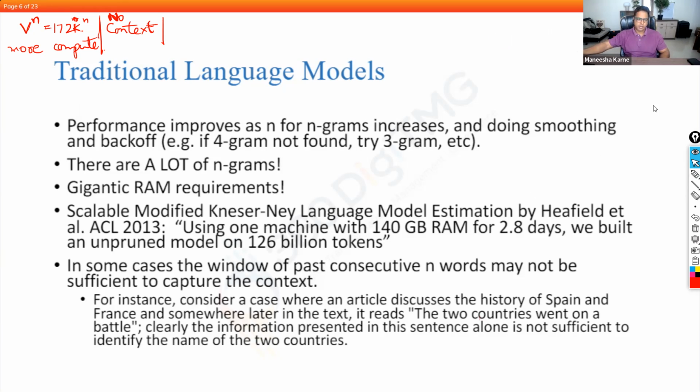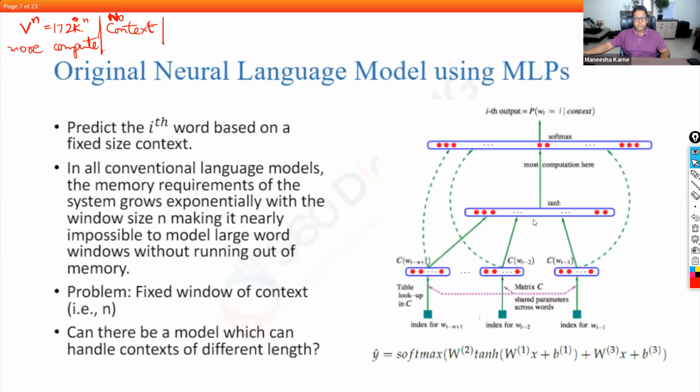Okay, next. So people thought, in order to fix these traditional language model problems, can we try out neural networks? Yes, you can try out neural network algorithms. As part of neural network algorithms, they thought, okay, let us try out the multi-layered perceptron and see how it would help us solve the problem.